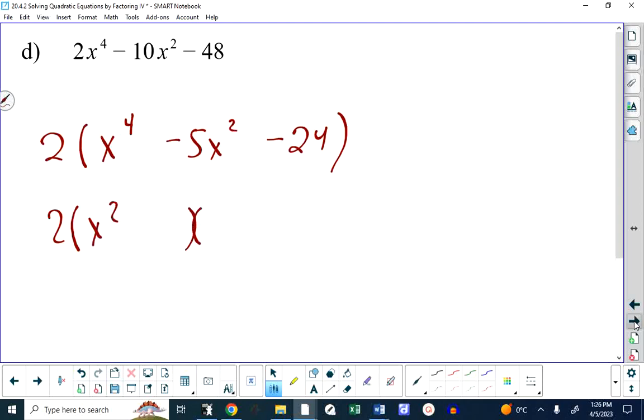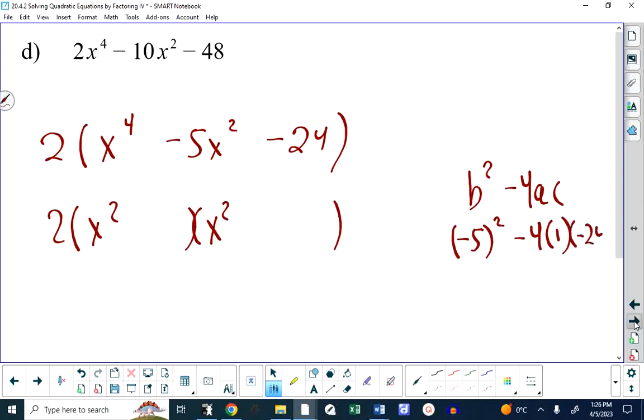We can put x squared here and x squared here. By the way, the b squared minus 4ac trick still works here. Just for kicks, calculate b squared minus 4ac. I'm pretty sure that's 121. It's a perfect square, so it's factorable. So what two numbers multiply to give negative 24 and add to give negative 5? I think that's it.